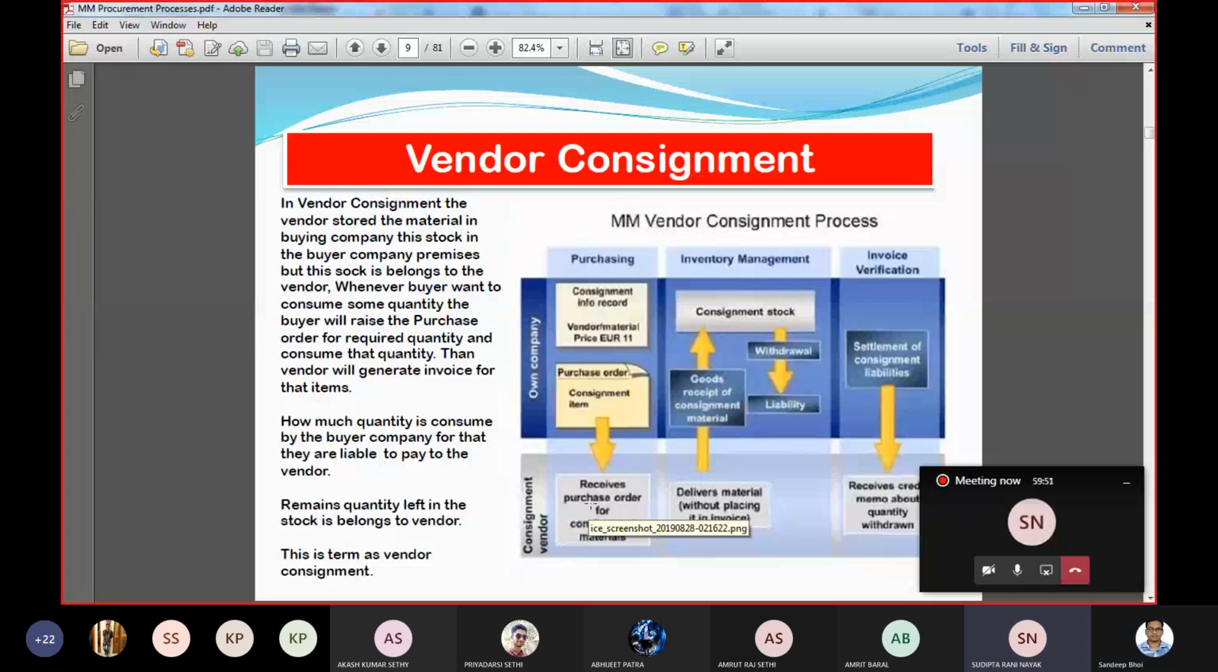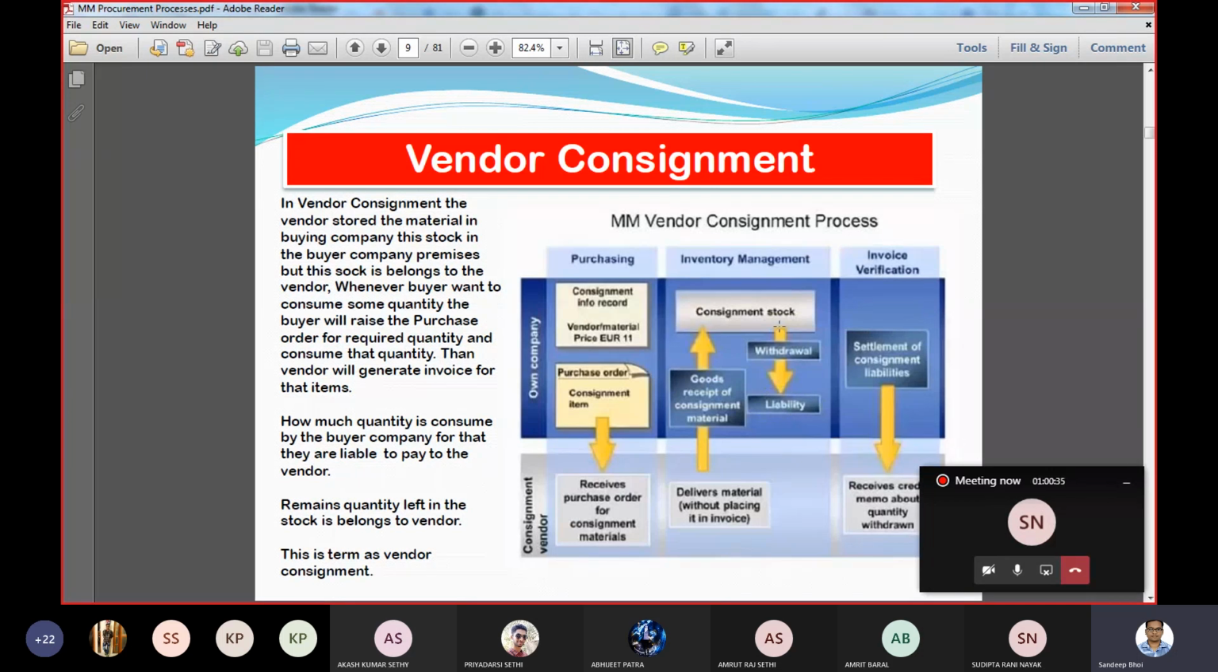See, 100 units are there in the consignment stock, and you have used only 80 units. So what I mean to say is that however many units you have used, only that much amount you need to pay. Suppose you have used 80 units, then obviously only the price of 80 units you have to pay to the vendor.